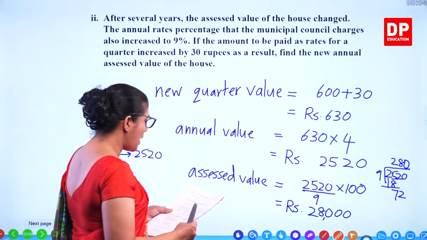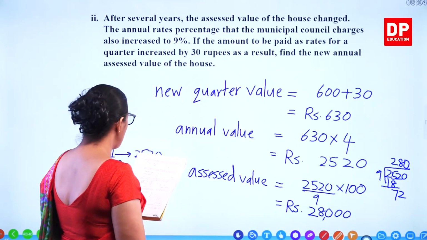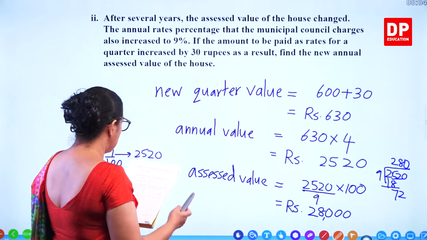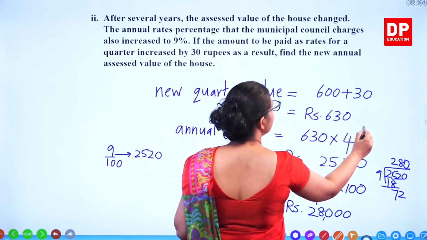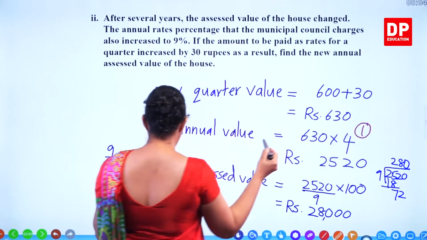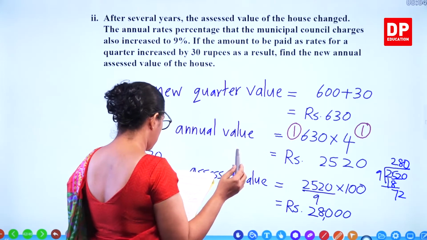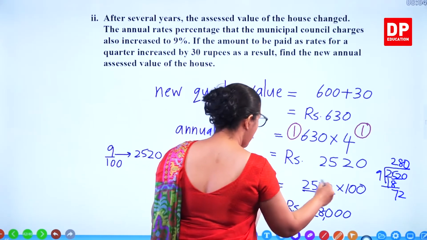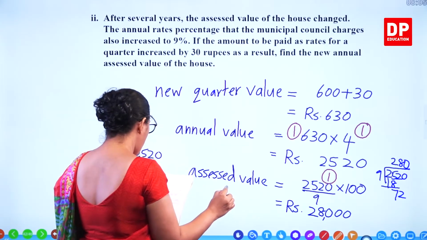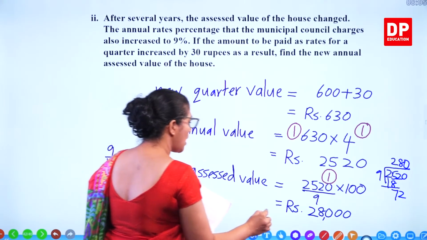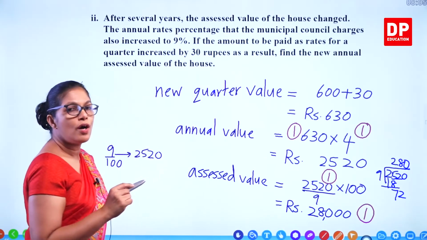So how do you get marks? So you get 600 plus 30, that's 1 mark. This one, and multiply by 4, 1 mark. And here the method 2,520 multiplied by 100 and divided by 9, 1 mark, and 28,000, 1 mark. 1, 2, 3, 4. 4 marks for this part.